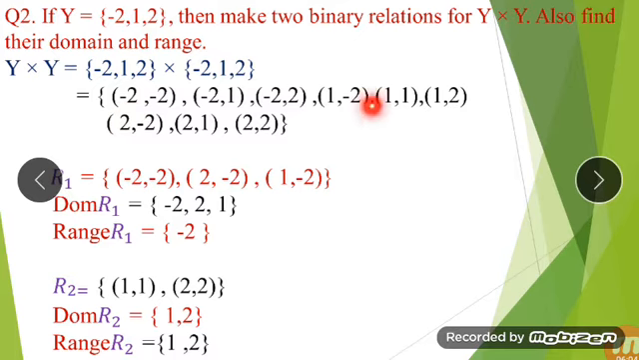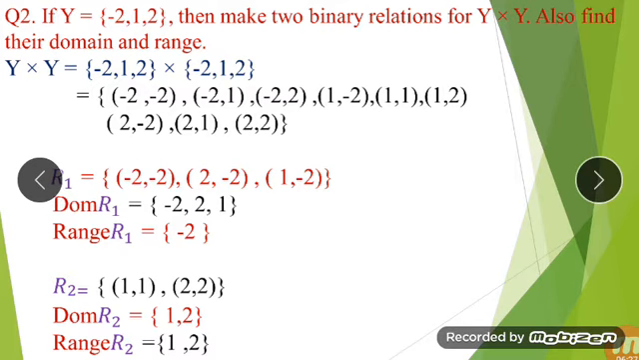Now you can take any of the subsets, means any of the ordered pairs, and you can name it as relation 1. I have taken here minus 2 with minus 2, 2 with minus 2 and 1 with minus 2. You are not going to take the same relation. You can make any relation, means you can take any of the ordered pairs and you can name it as R1.